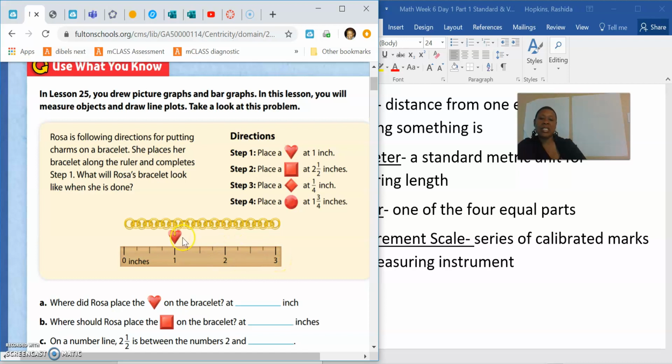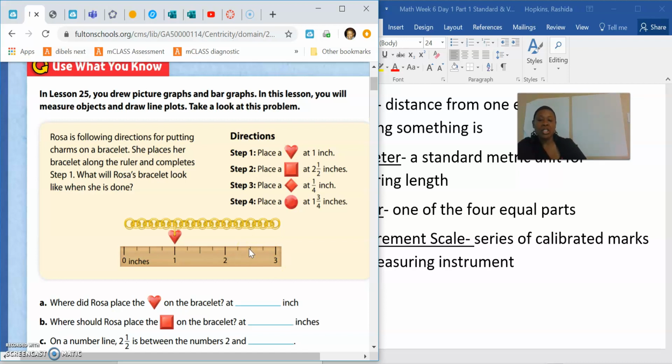So let's go on. We see where the heart is. It's on the 1 inch. Let's go to step 2. Place a square at 2.5 inches. Let's find where the 2 is on the ruler. This is 1 inch, and this is your 2 inch here. So half of that mark would be in the midpoint of your 2 and your 3. This is your halfway mark. So we would place the square here.